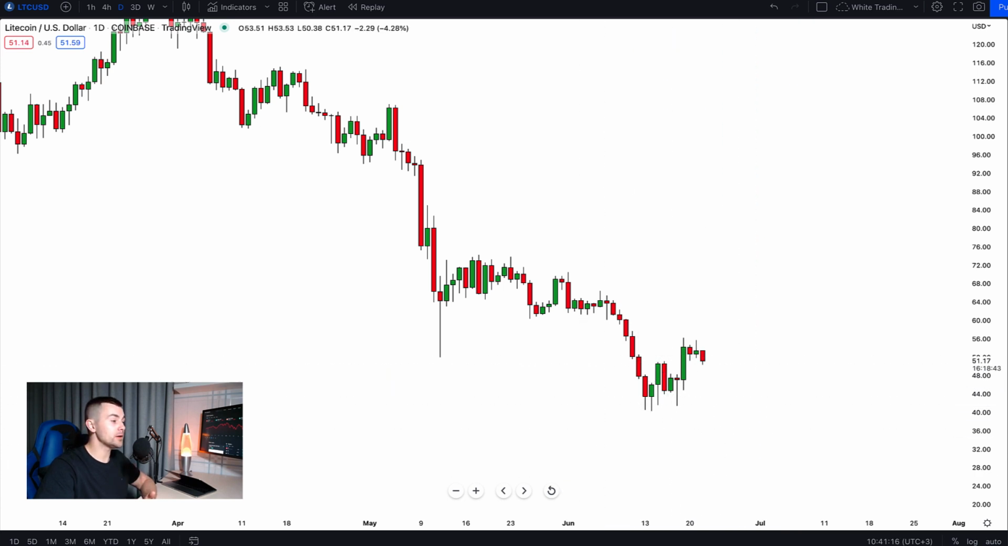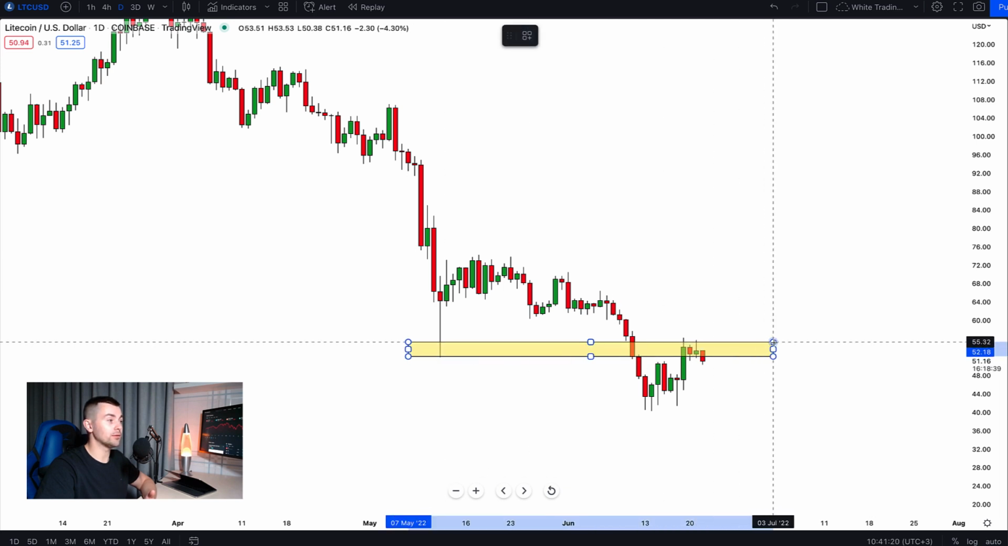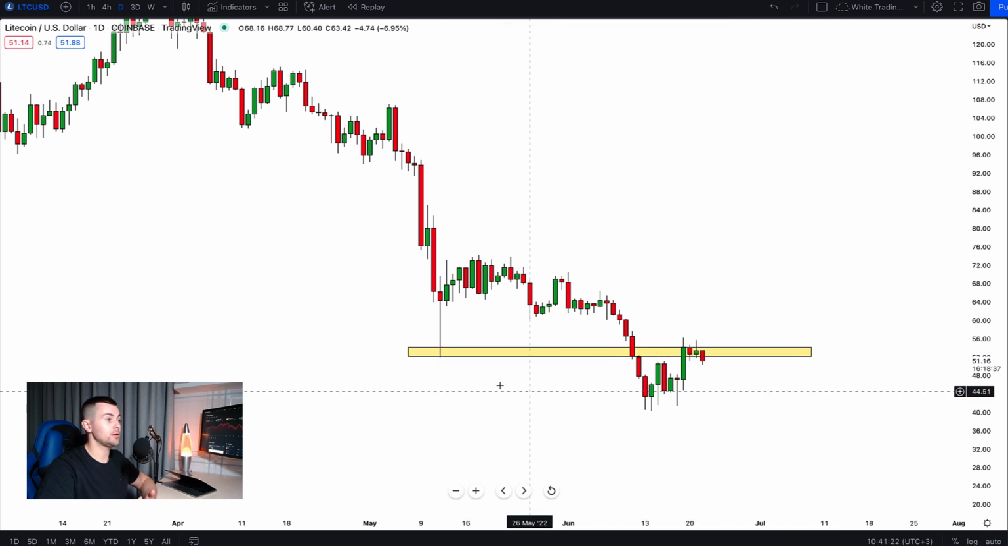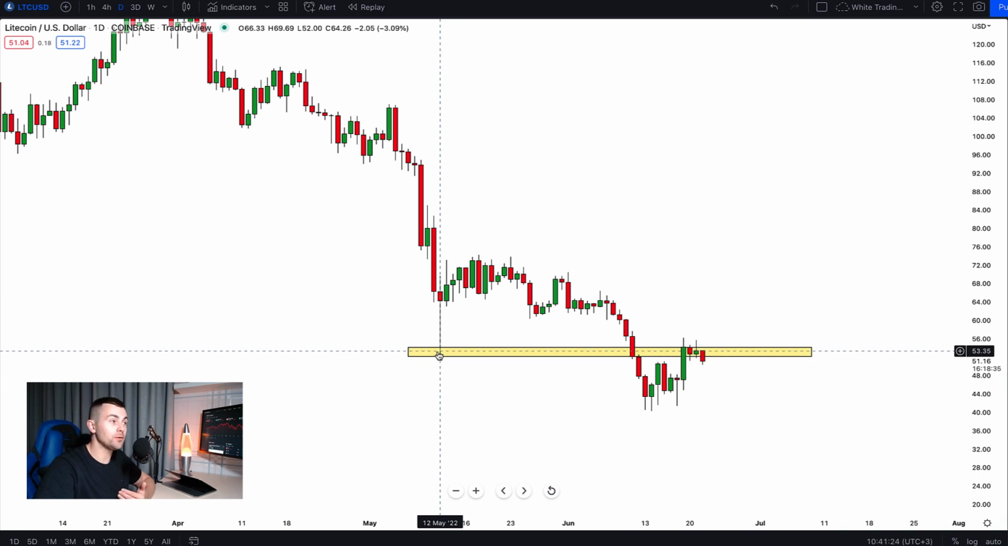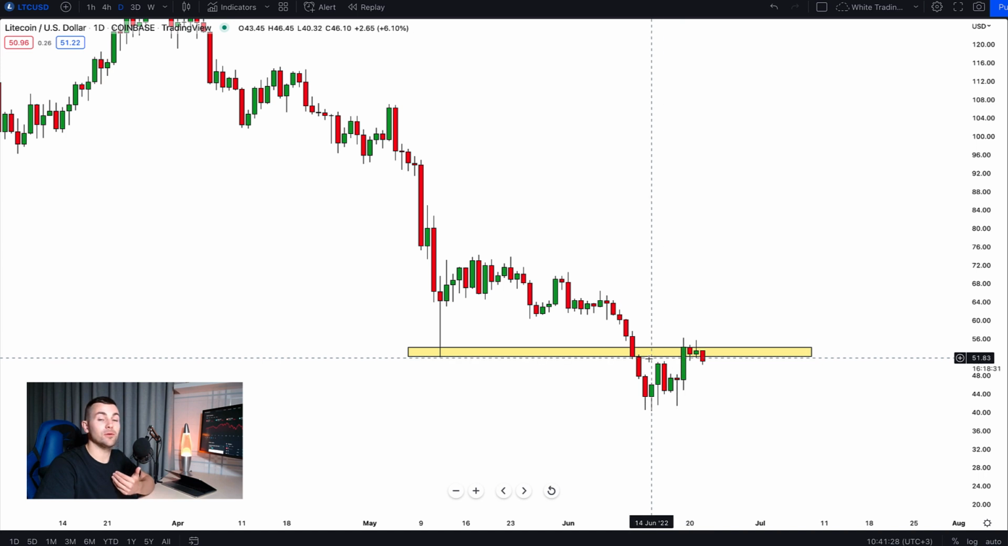We retraced, and currently Litecoin is trading on a key level. Yes, you can see that in the past it was our previous low, and now the market is approaching that low. And of course, if in the past it was a support, after the breakout the structure turned into resistance.